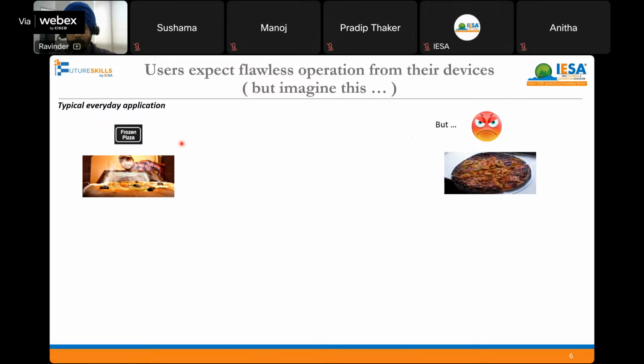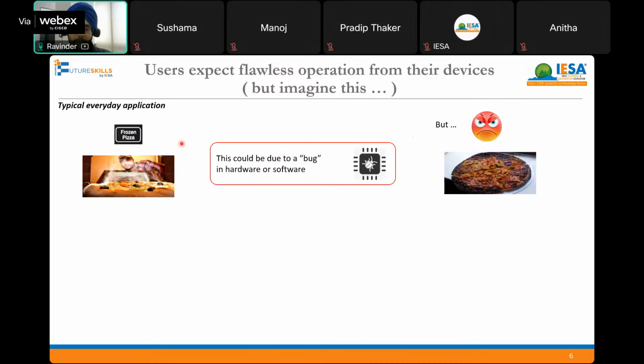But what happens is, after a few minutes, you hear the microwave bell ring and you see your pizza is actually burnt. It's supposed to heat it, but it's actually burnt. So what is happening here? This could be happening due to a bug, either in the software programming of this function, or it could also be in the hardware. Again, these are hypothetical examples just to illustrate a point. So it could be due to either a hardware or software bug.